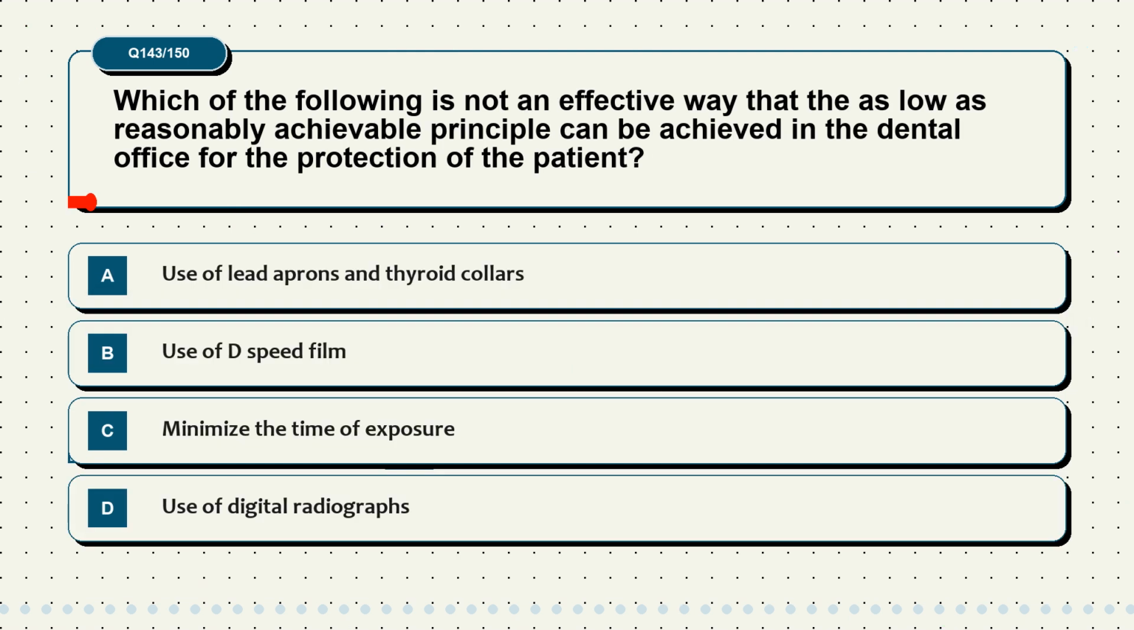Question 143. Which of the following is not an effective way that the as low as reasonably achievable principle can be achieved in the dental office for the protection of the patient? Here are the options. Option A. Use of lead aprons and thyroid collars. Option B. Use of G-speed film. Option C. Minimize the time of exposure. Option D. Use of digital radiographs.